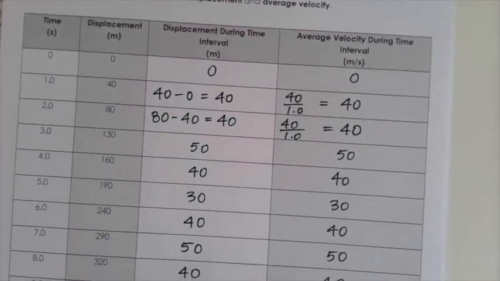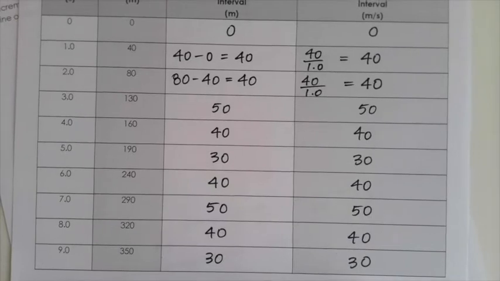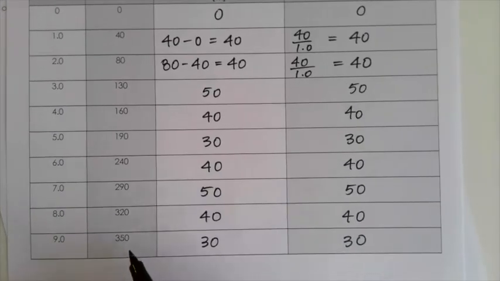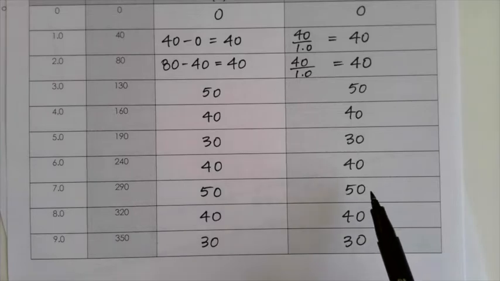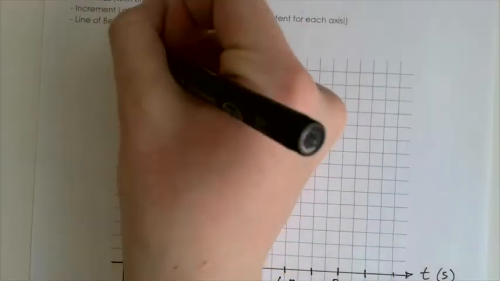On the y-axis, we need to go from 0 to, well, we have to fit 350 for our displacement, and the highest average velocity value that we have is 50. So our graph has to fit 350. So let's take a look at what we can fit here.